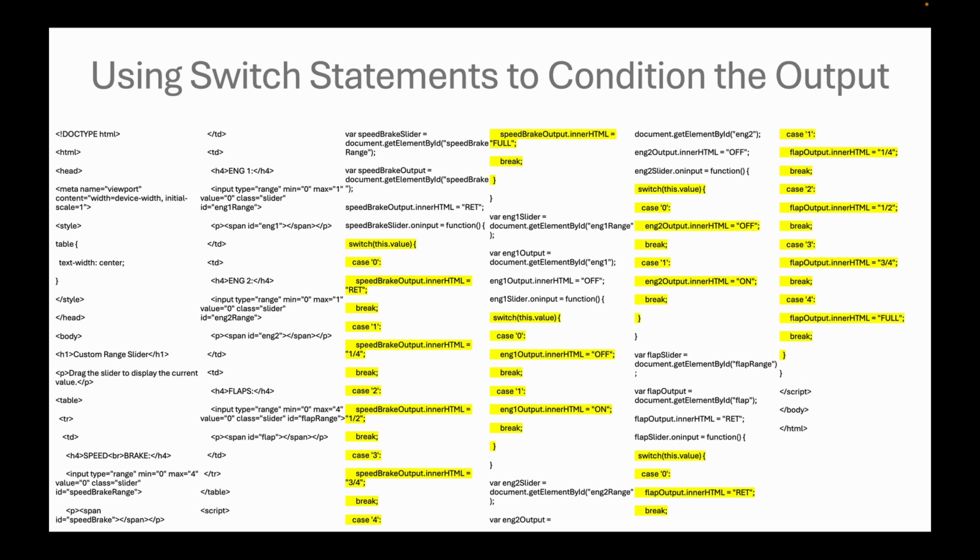Instead of displaying the numbers 0 to 4, we showcase something else, letters or special characters such as slashes. In a much simpler range slider between 0 and 1, we correspond them with off and on, respectively. This is for the engines 1 and 2.